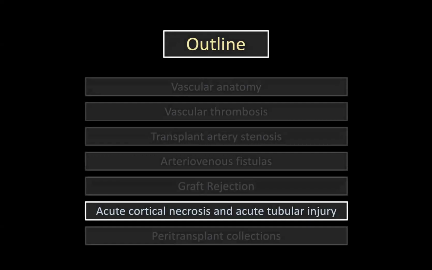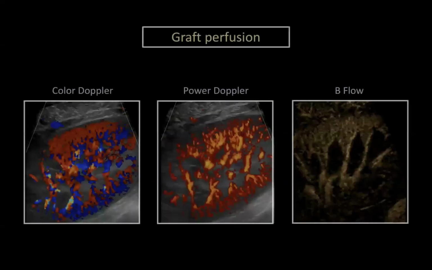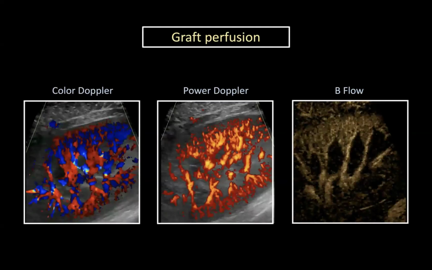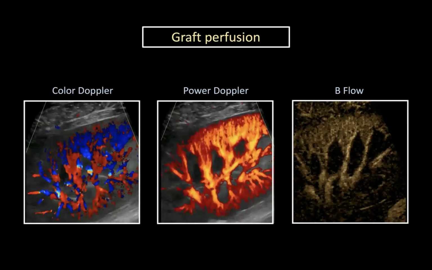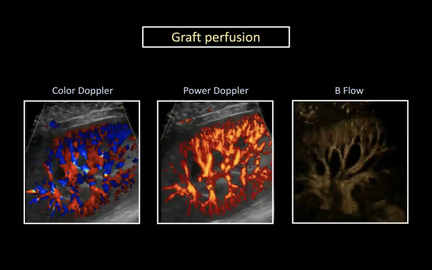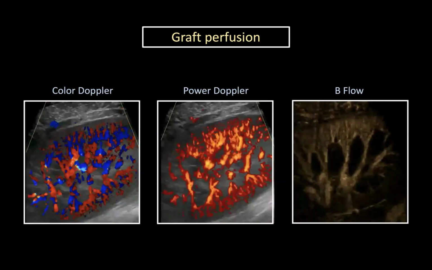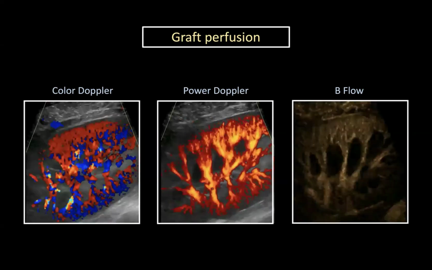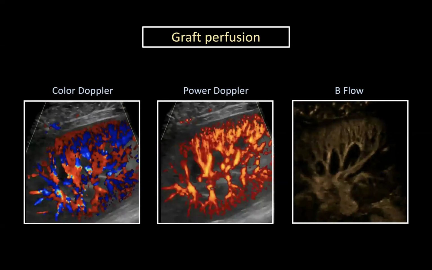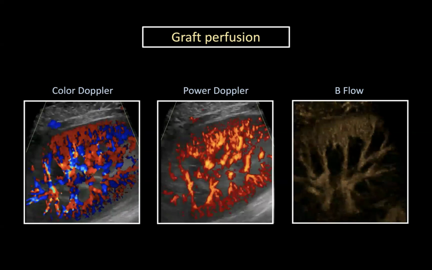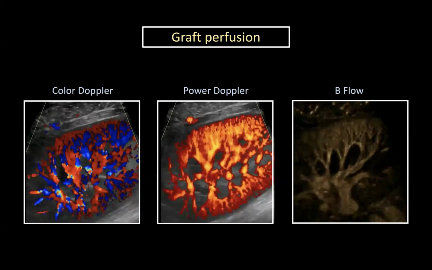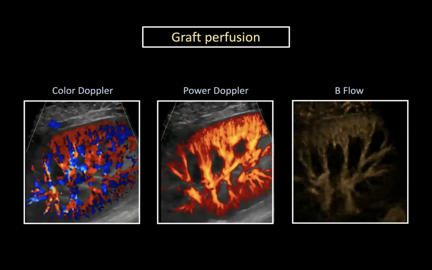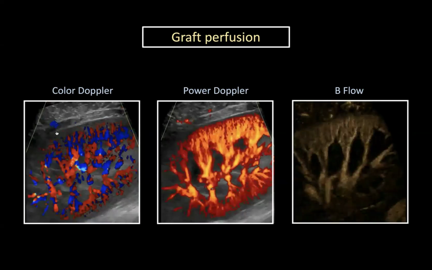Now, acute cortical necrosis and acute tubular injury really show why graft perfusion is important. And we saw that graft perfusion can be decreased in cases of renal vein thrombosis. It will be absent in patients who have renal arterial thrombosis. But graft perfusion for acute tubular injury and for acute cortical necrosis is really important to have good assessment.